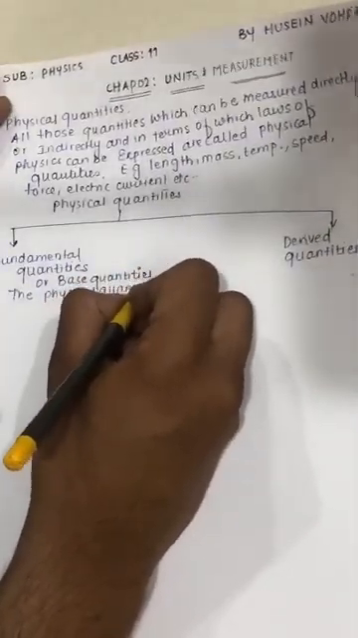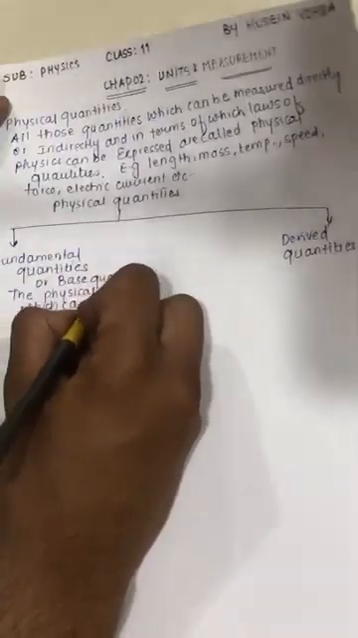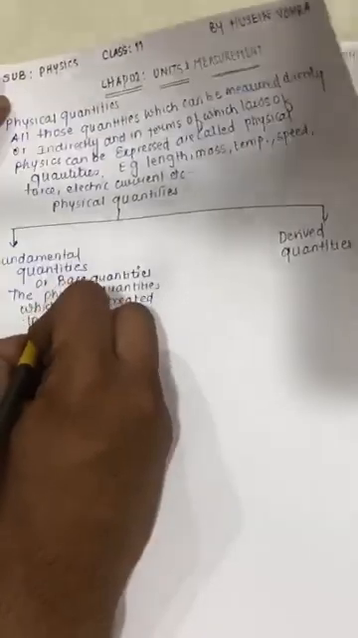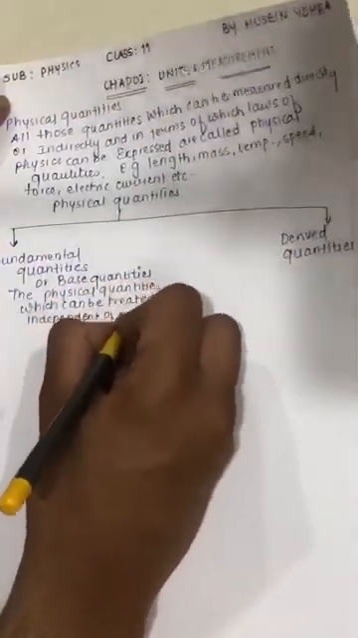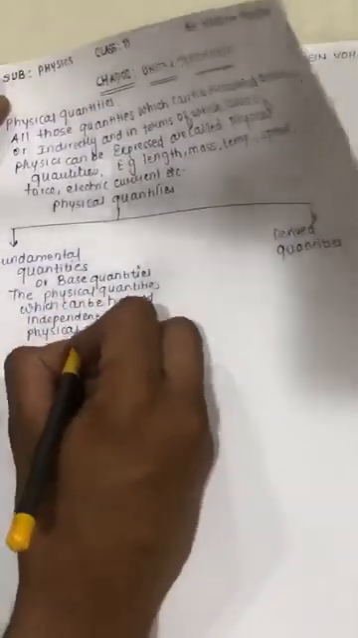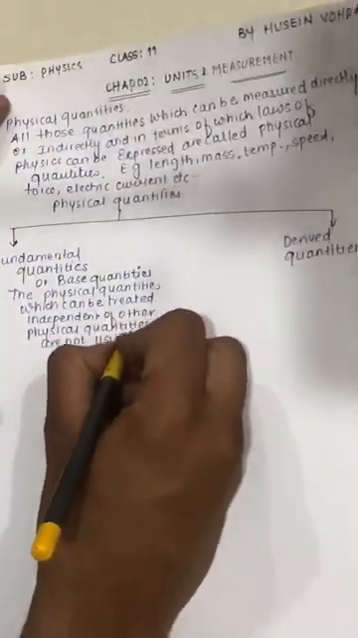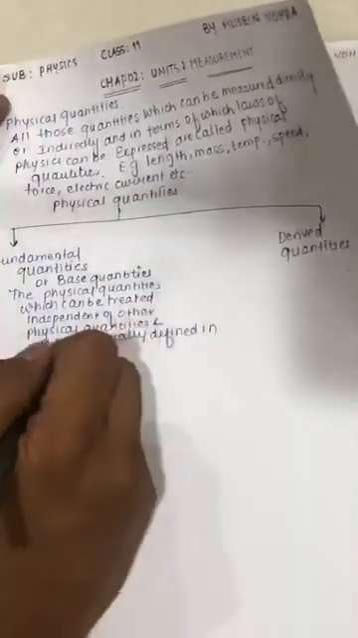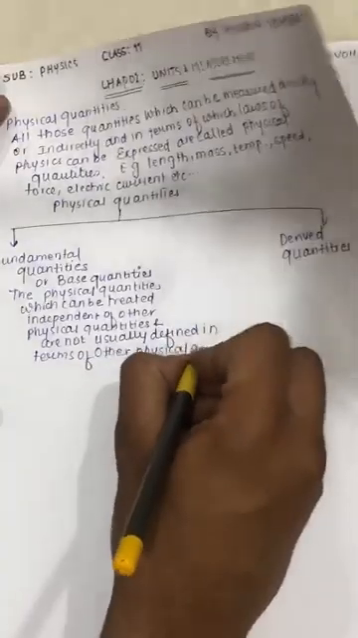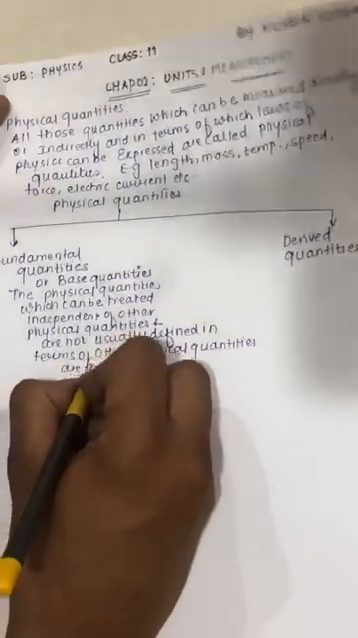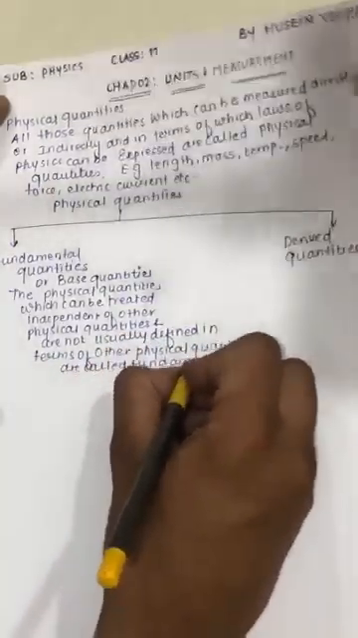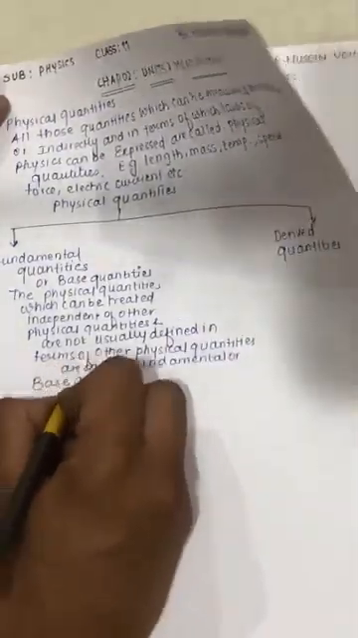Now put the definition of fundamental quantities. The physical quantities which can be treated as independent of other physical quantities and are not usually defined in terms of other physical quantities are called fundamental or base quantities. Hope it is clear to all.